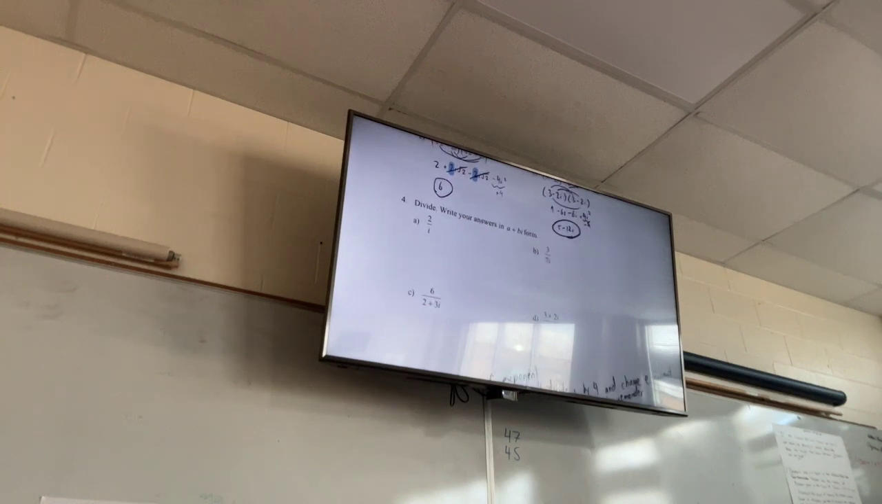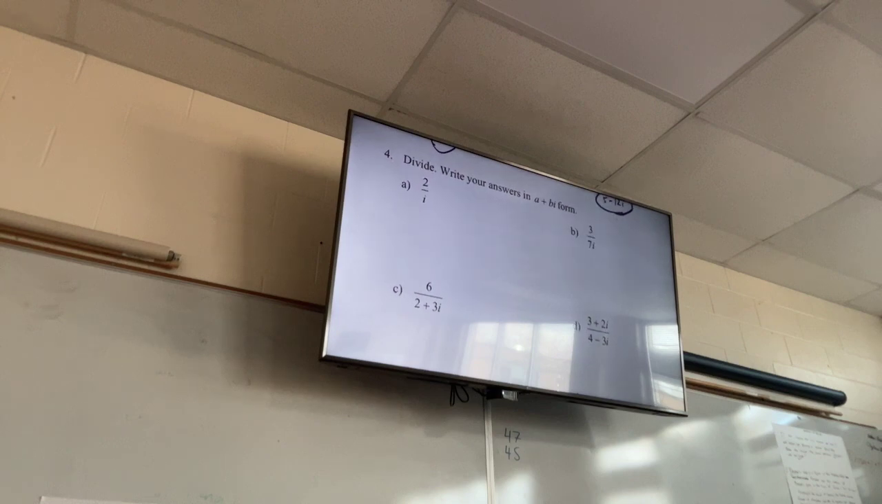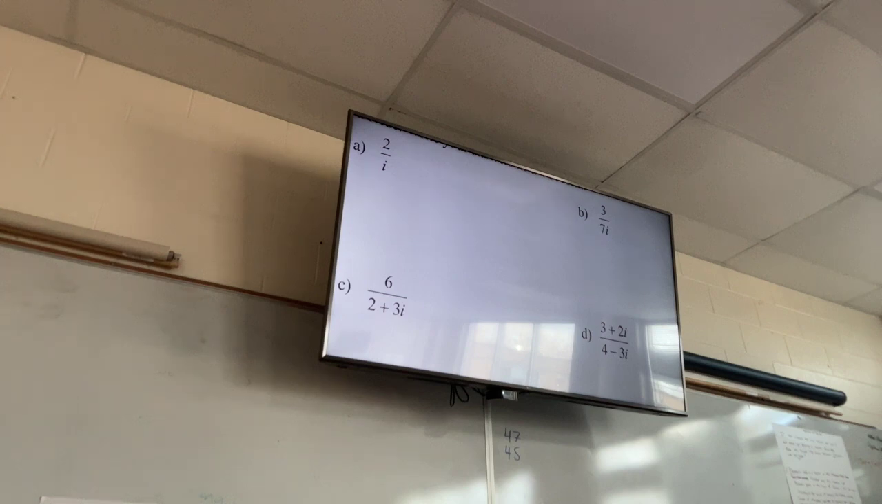Alright, can I move on? Why do I need to simplify these? What's going on? You cannot have i in the bottom. Okay, you cannot have i in the bottom. Right? And there's a difference between these first two and these second two, right? And I think a lot of people forgot about this. There's only one term in the bottom on these first two, right?